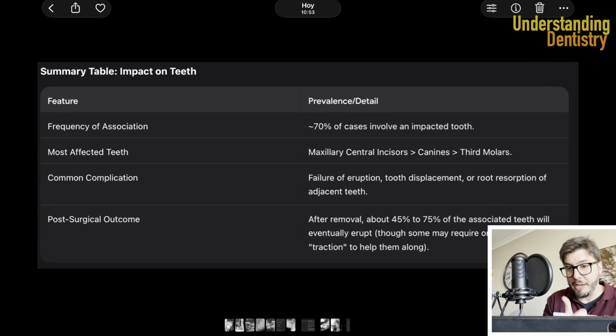Common complication, failure of eruption, tooth displacement and root resorption only if they develop for a very long time. They are not like ameloblastoma that will resorb adjacent roots very easily and faster, okay? And the surgical outcome, yes, 45 to 75% of the associated teeth will actually eventually erupt. Okay, so it's a very good outcome and there is usually no recurrence.